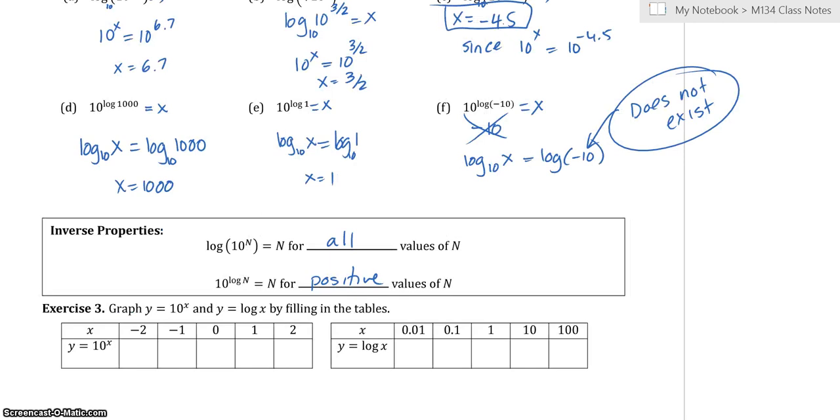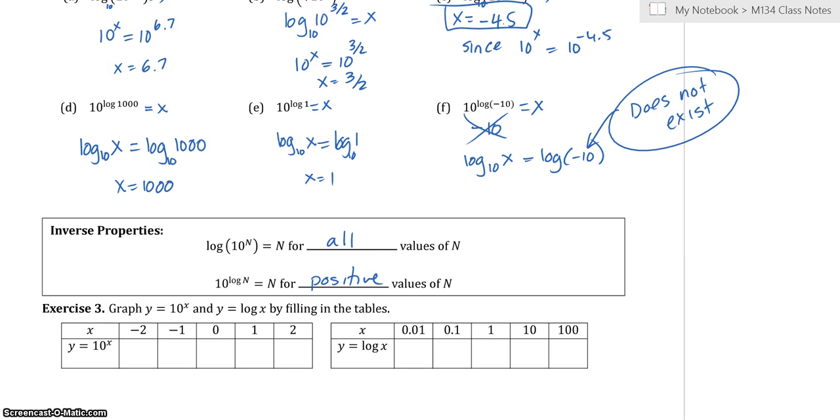How do we graph these? Well, go ahead and fill out this table and plot those points. Go ahead, try that. Let's do the first one, y equals 10 to the x. We did that in the last section. Then you could do y equals log of x and check out what's different about it. Go ahead, try that. Pause, and come back when you're ready.